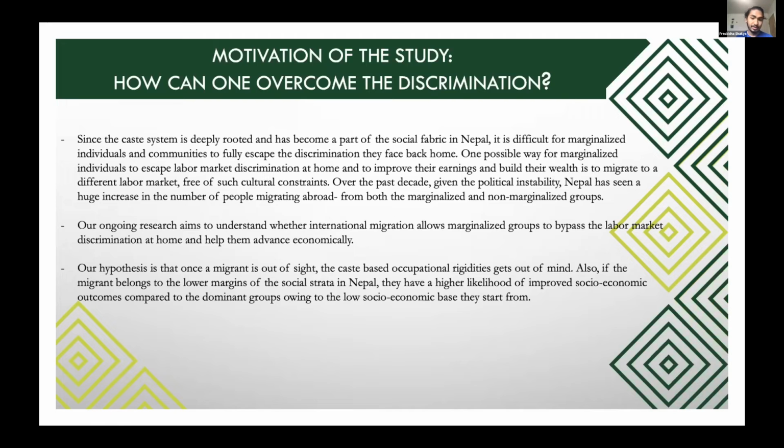One thing I would like to point out is that migration in itself is self-selective, meaning that individuals from marginalized communities are likely to migrate to India or internally since they lack sufficient funds to travel west. Now, our research aims to understand whether international migration allows these groups to bypass the labor market discrimination back home and help the households advance economically. The intuition is that once a migrant is out of sight, caste-based occupational rigidities also get out of mind.